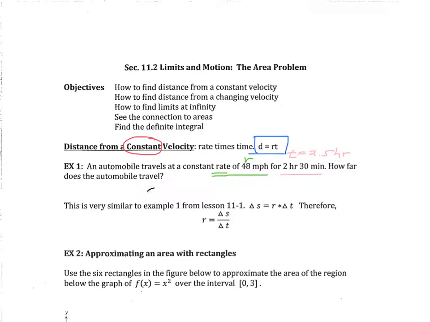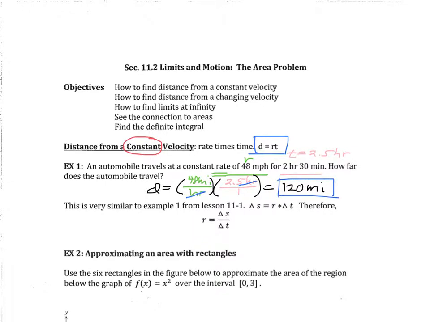So distance equals our rate, and I'm actually going to write my 48 like this: 48 miles over 1 hour. Why am I going to write it that way? Because then I'm going to put my time as 2.5 hours over 1, and my hours should cancel out. And so when you multiply 48 times 2.5, what do you get? 120, and we're left with miles.